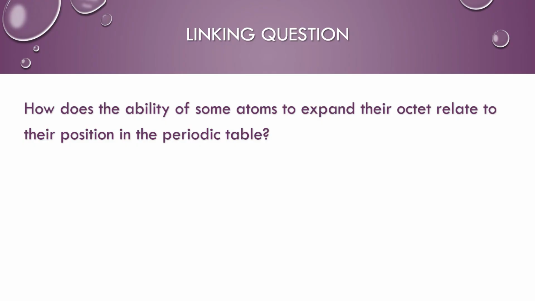We talked about this a little bit, the ability of some atoms to expand their octet. It has to be in the 3rd period on the periodic table or below, because then they have access to the 3D sublevels, or 4D or 5D or whatever it is. But 2D doesn't exist, 1D doesn't exist, so you have to be in the 3rd period or below to have that expanded octet available.